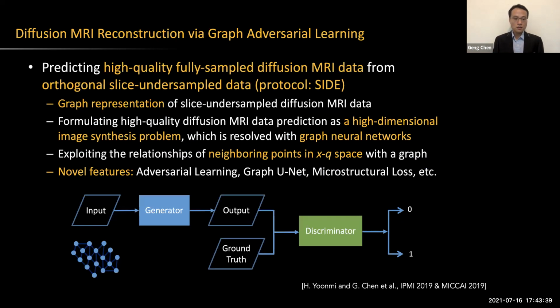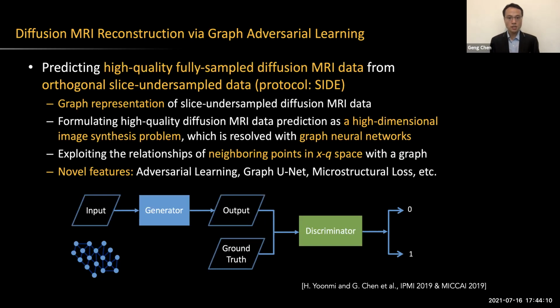Okay, so using SITE, we are able to acquire a set of slice undersampled data, and then we need to recover the fully sampled data from this undersampled data. Basically, we achieve this goal by using graph adversarial learning. So we aim to predict high quality fully sampled diffusion data from slice undersampled data acquired using SITE.